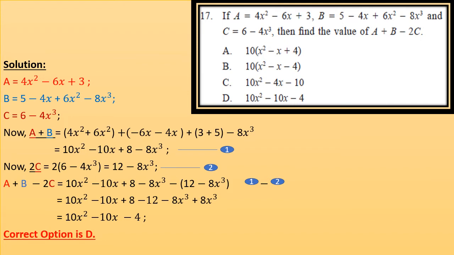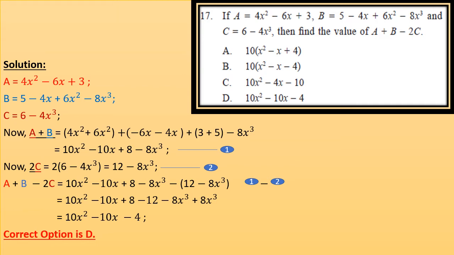See the solution of question 17th here. First write the value of A, B and C which is given in the equation. Now find A plus B. So add A and B. So separate the x square terms, x and constant terms. So in this way we will simplify the equation. So 4x square plus 6x square plus bracket minus 6 minus 4x plus 3 plus 5 minus 8x cube. So this will be 10x square minus 10x plus 8 minus 8x cube. This is our equation 1.